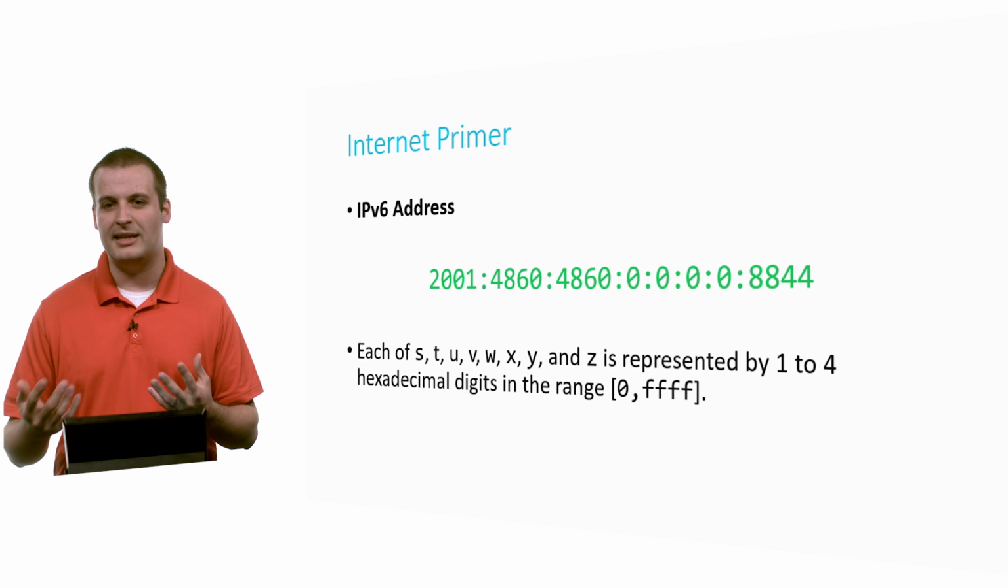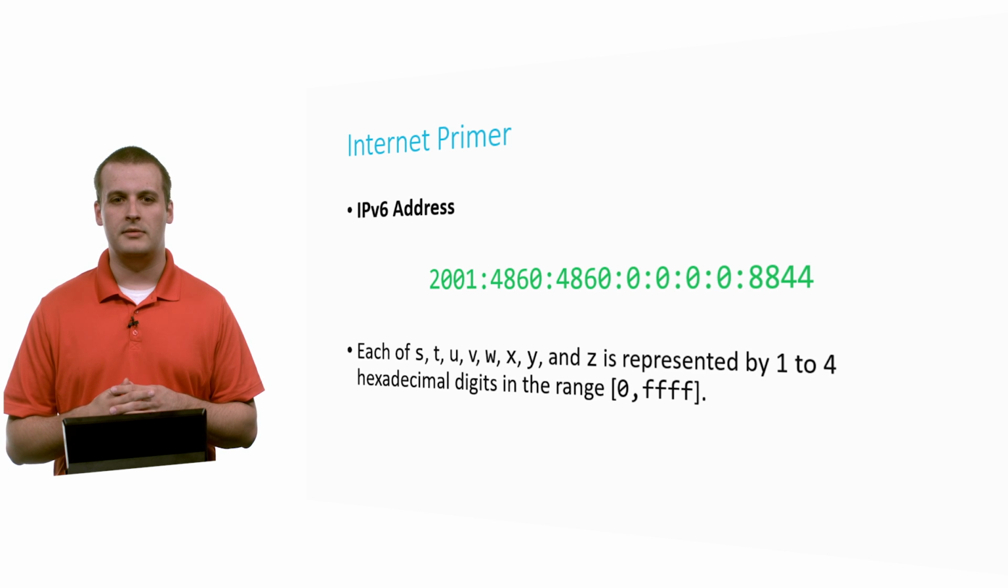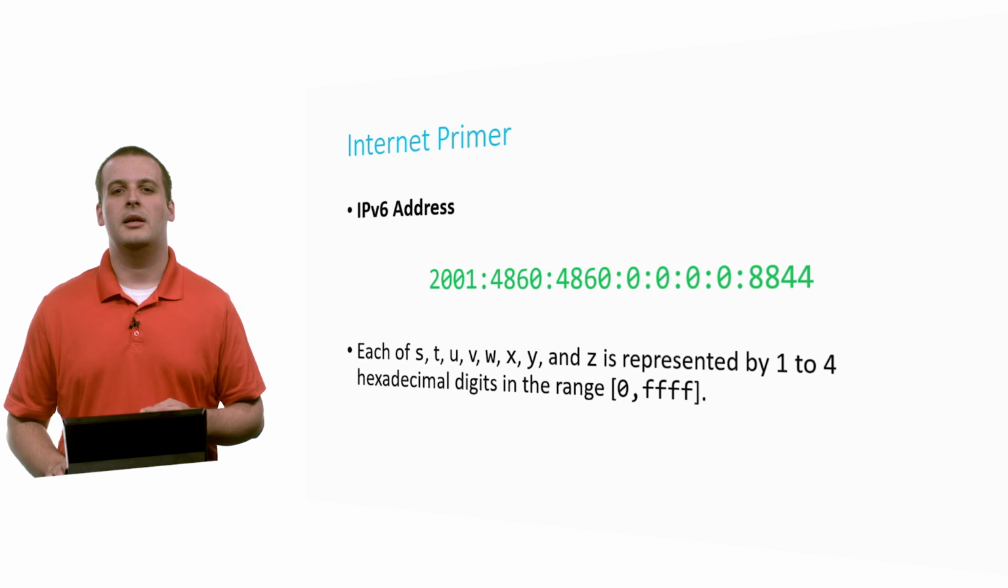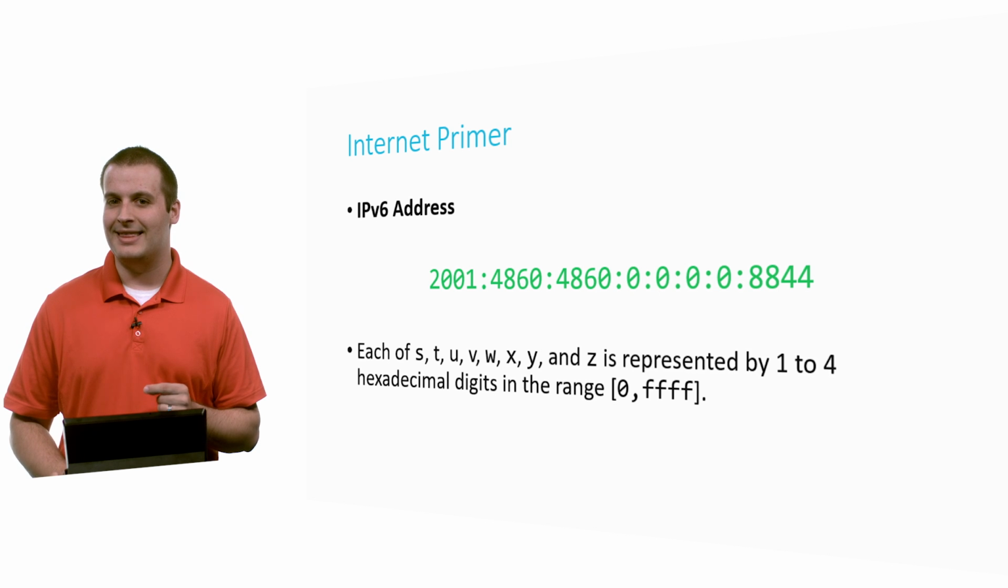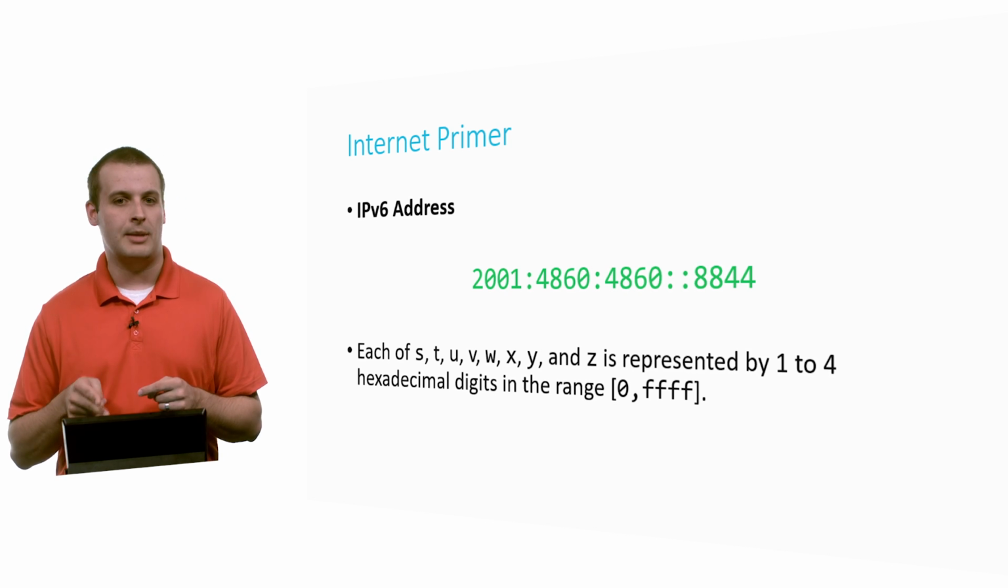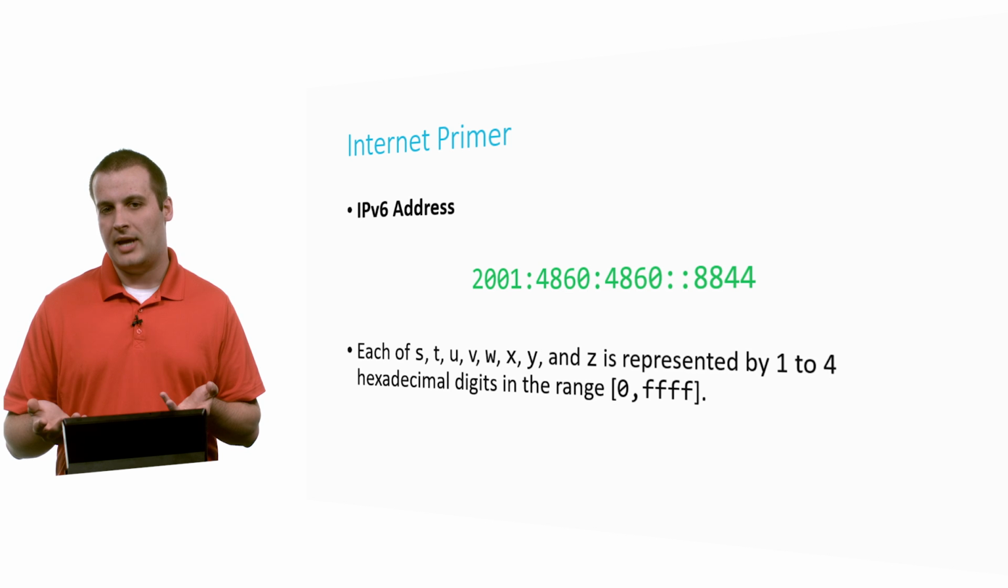If you're reading this out loud, it's 2001, 4860, 4860, 0000, 8844. It's kind of a lot, right? So if you see a bunch of zeros, you might sometimes see an IPv6 address like this, where they omit the zeros and use a double colon instead. This is OK, though, because we know that there are supposed to be 8 distinct chunks.